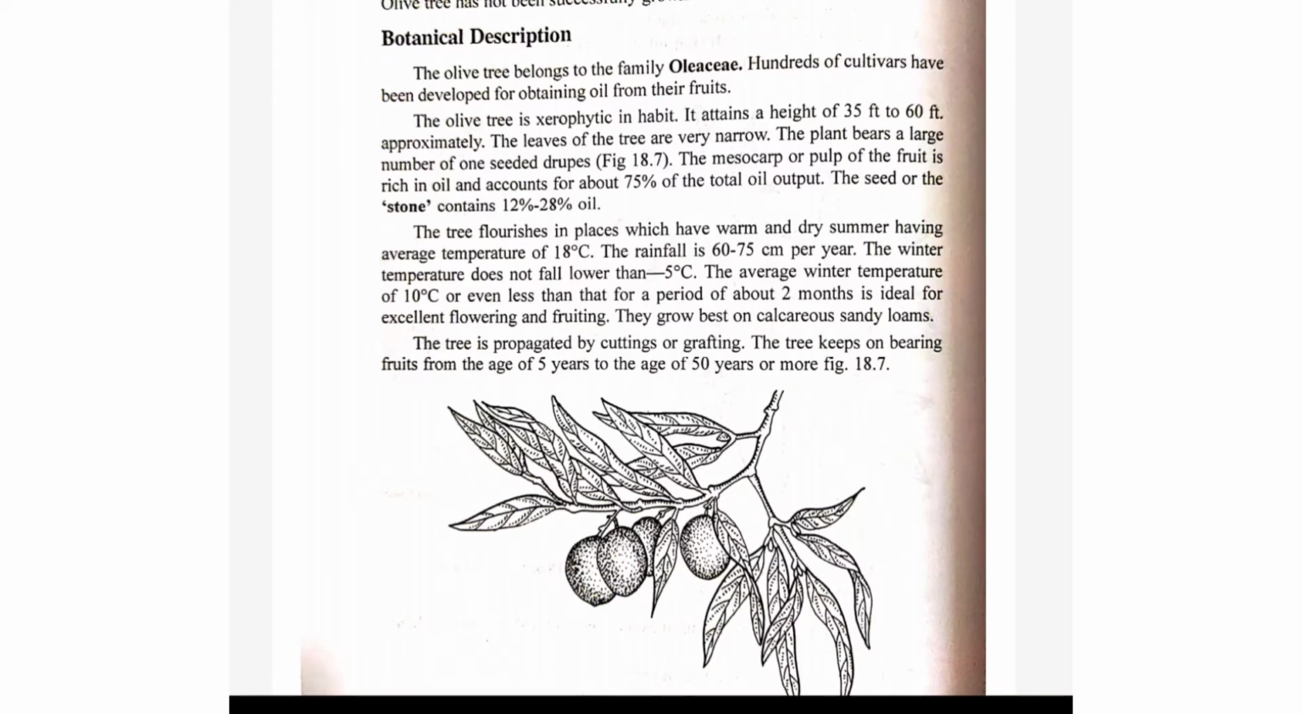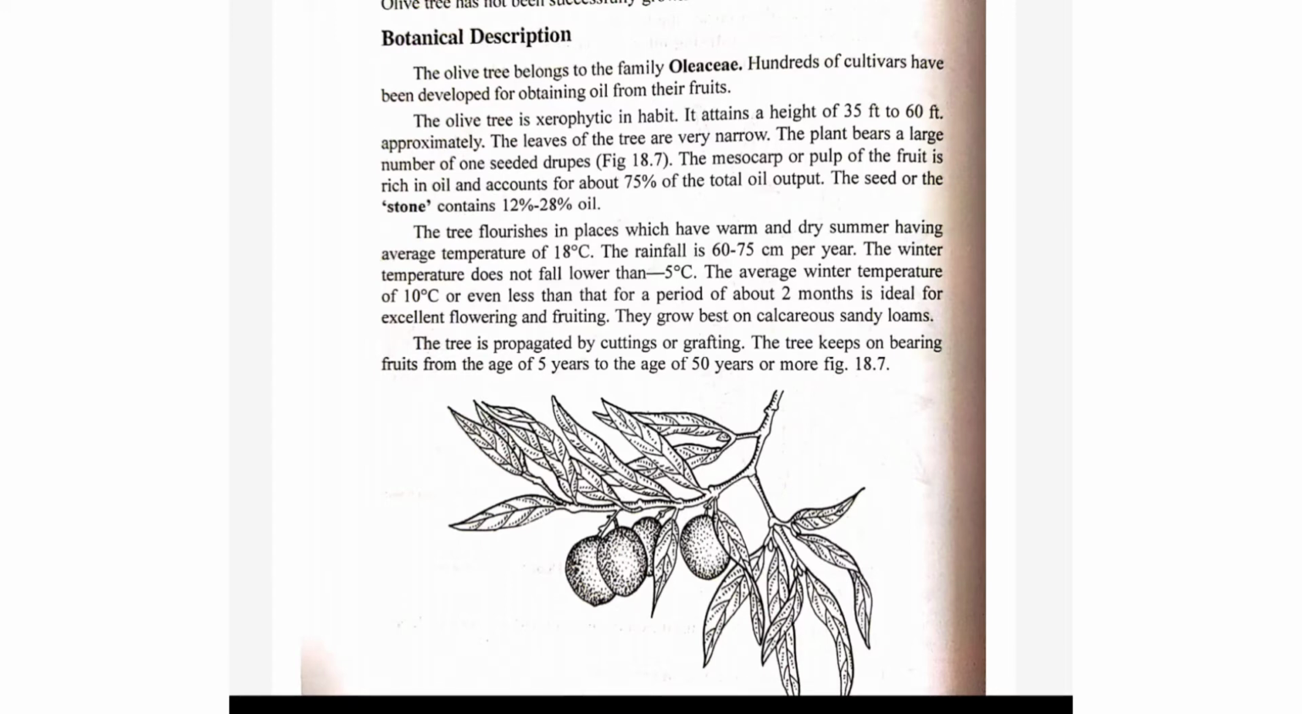Hundreds of cultivars have been developed for obtaining oil from the fruit. The cultivated varieties are known as cultivars, and oil is obtained from the fruit portion. The olive tree is xerophytic, which means the plant can survive with a little amount of water. Generally the area is a desert area, where a low amount of water is required.